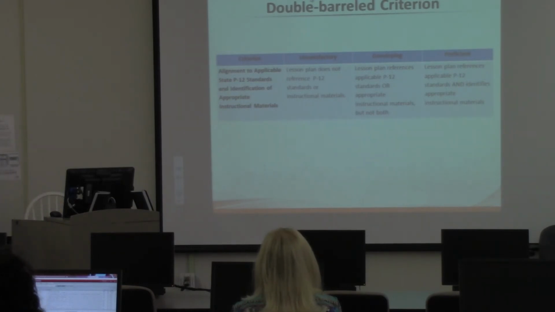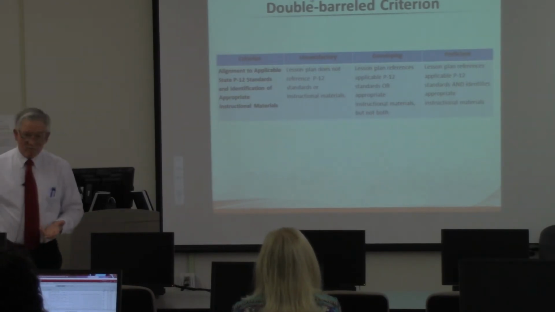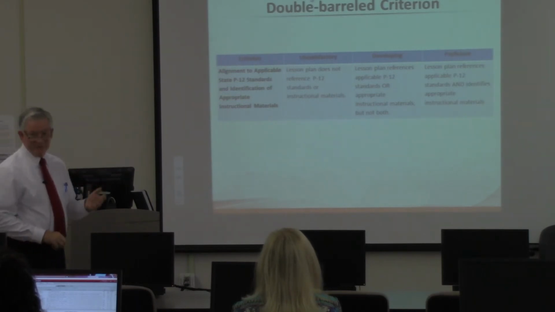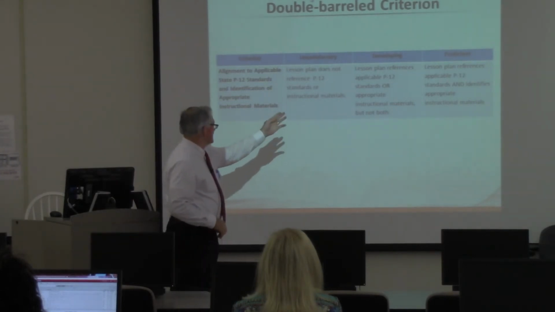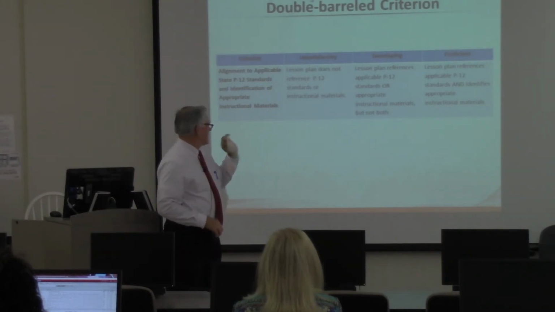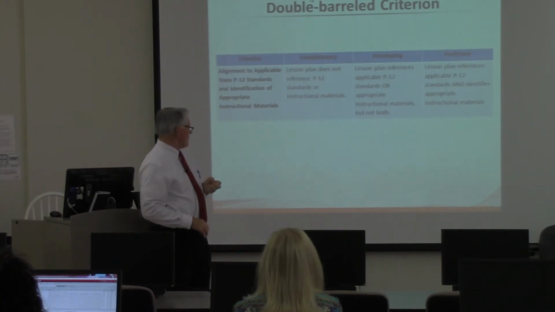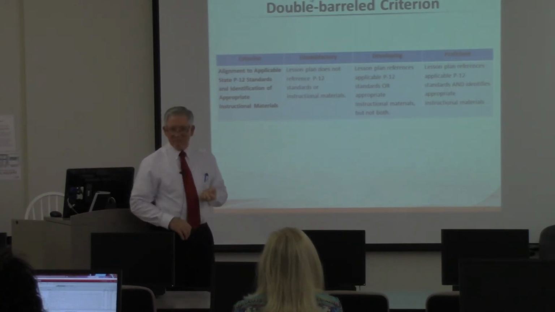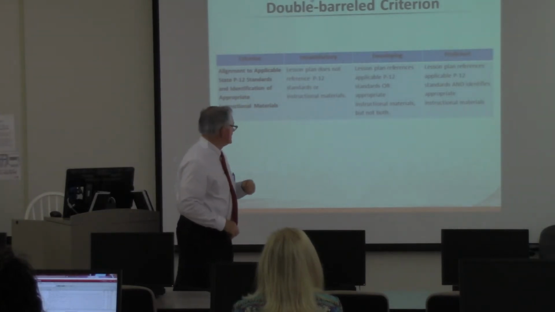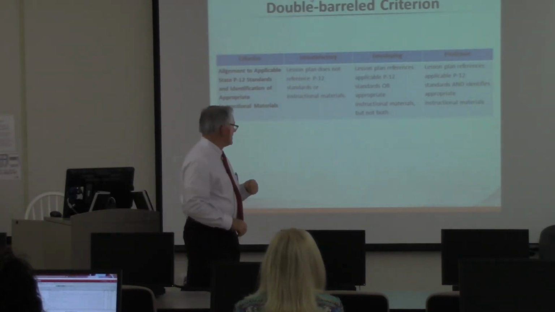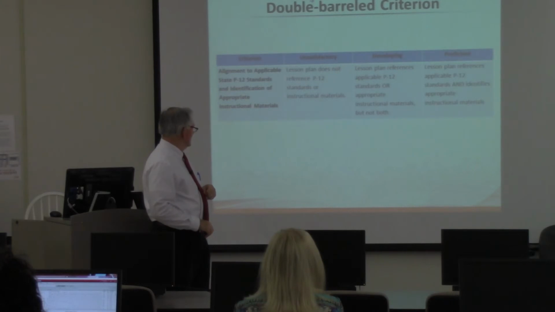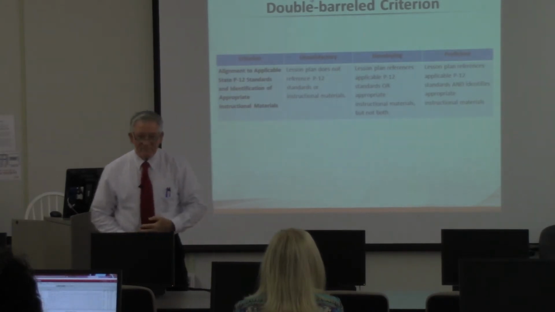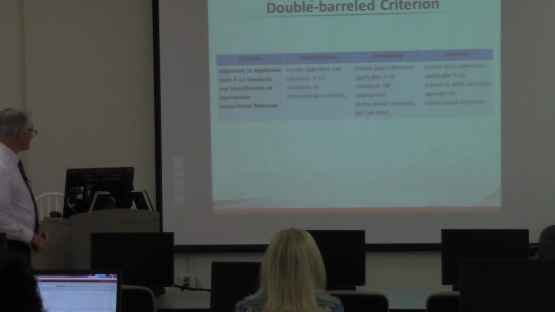Here's an example of a double barrel criterion. A lot of our rubrics have double barrel, triple barrel criterions. I'm sure. In the developing, lesson plan references applicable P12 standards or appropriate instructional materials, but not both. And then the proficient, lesson plan references applicable P12 standards and identifies appropriate instructional strategies. In other words, they're having two things in each level. A lot of ours do that, I know.